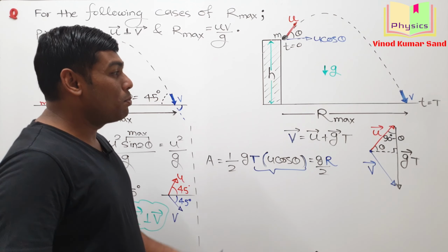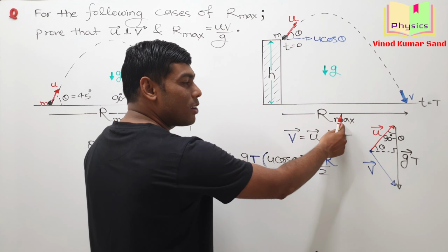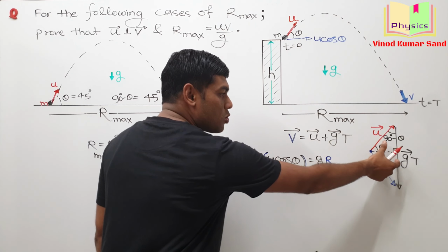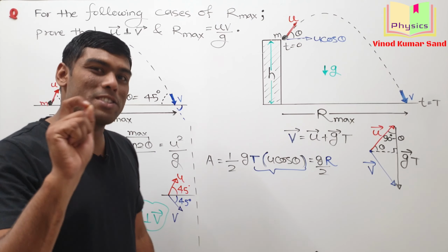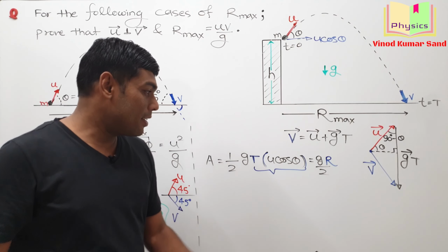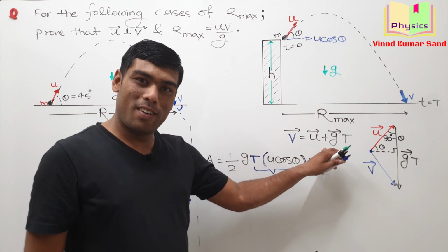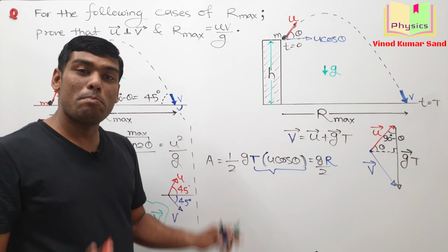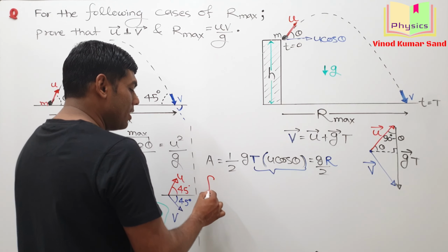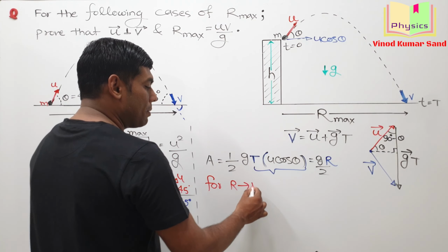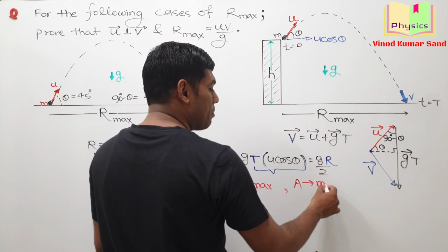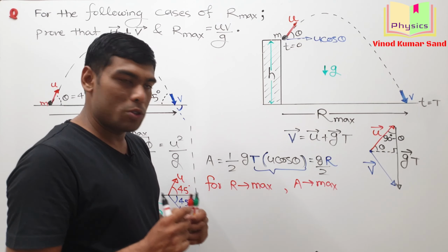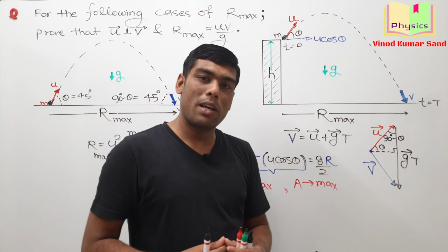Fine. Now suppose we want to maximize the range. If we want to maximize the range, then the area of this triangle should be maximum. That's the brilliant concept. I repeat, if we want to maximize the range, the area of this triangle should be maximum. I'm writing this. For R to be maximum, the A should also be maximum. Okay, now it's an optimization problem. We have to do something so that the area of this triangle becomes maximum.